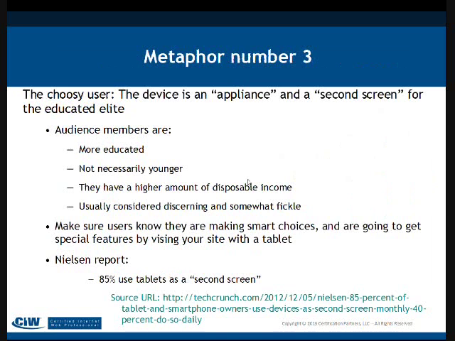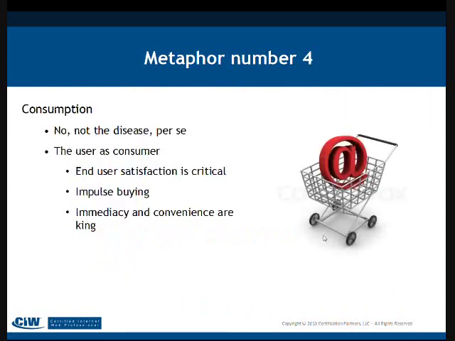Another metaphor to think about is the choosy user, okay? The device is an appliance, and I noticed this a lot in the research that I did, a second screen for the educated elite. That's what I was mentioning earlier about the more sophisticated user. Audience members are more educated, not necessarily younger. They have a higher amount of disposable income, and they can be discerning, but also somewhat fickle. They want to make smart choices, and they want to be rewarded for that choice. A Nielsen report that was put out recently said that 85% of tablets are a second screen. In other words, primarily I'll do things on the web, but my second screen is a tablet.